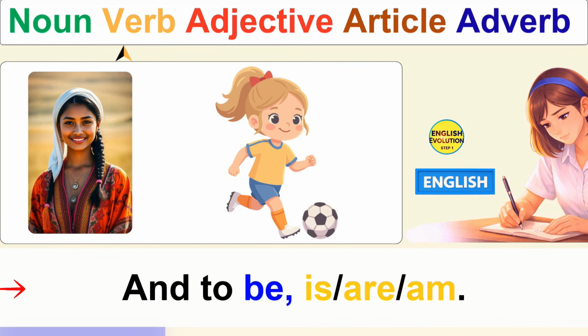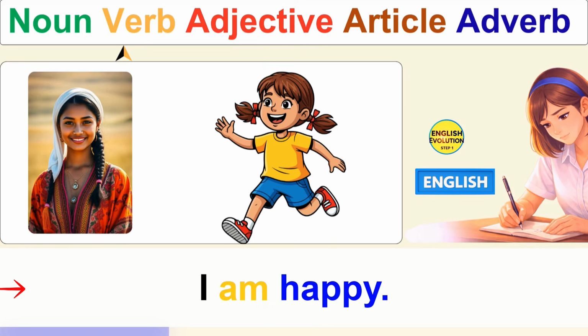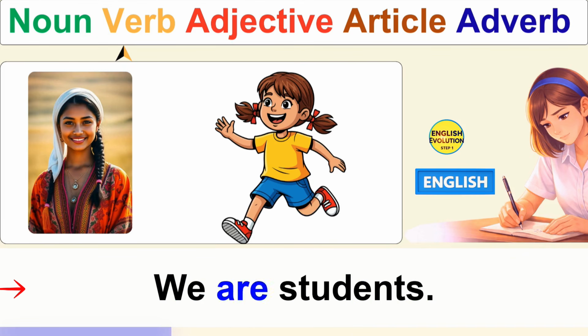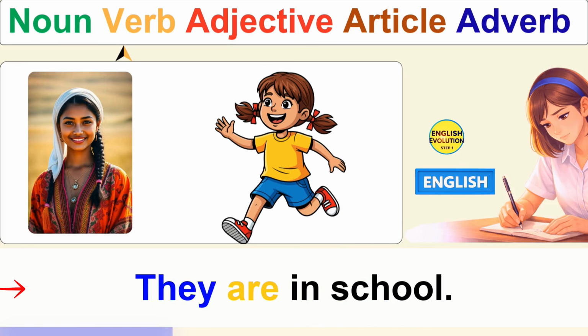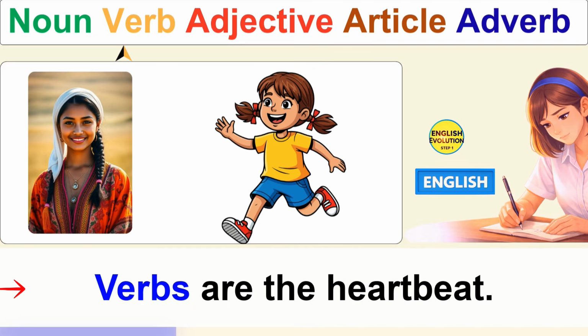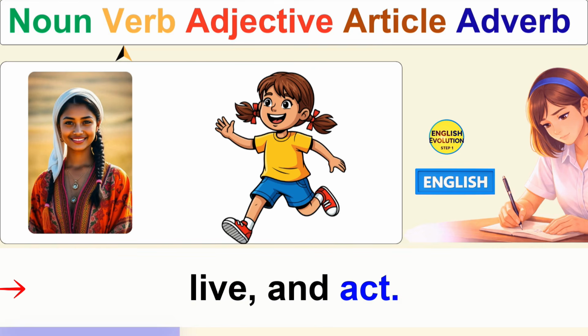And to be: is, are, am. I am happy. You are my friend. We are students. They are in school. She is a teacher. Verbs are the heartbeat. They make our hero move, live, and act.